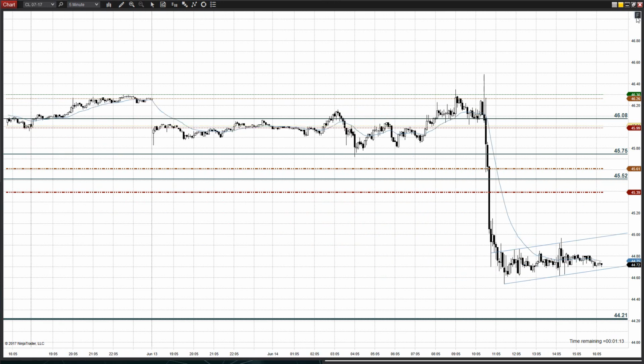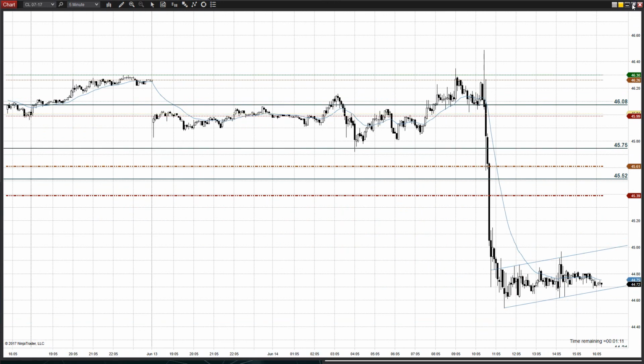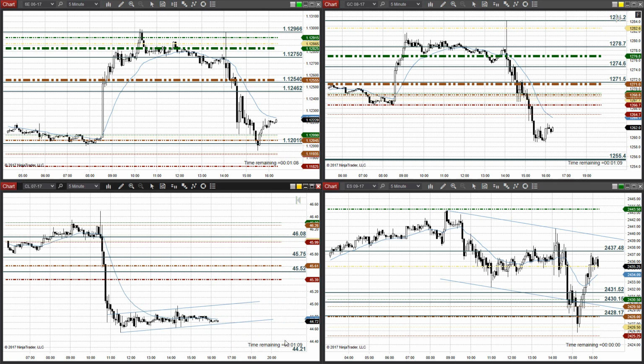Now it's just a matter of whether or not the sellers want to come in now, or if they want to wait a little bit longer for some of that breakout pullback action.